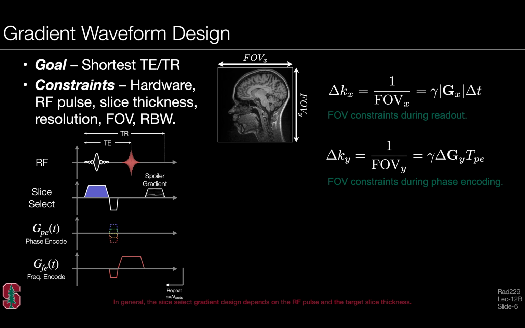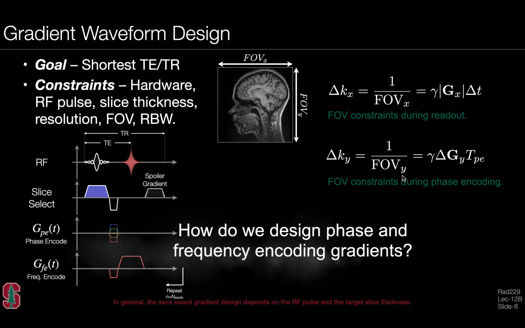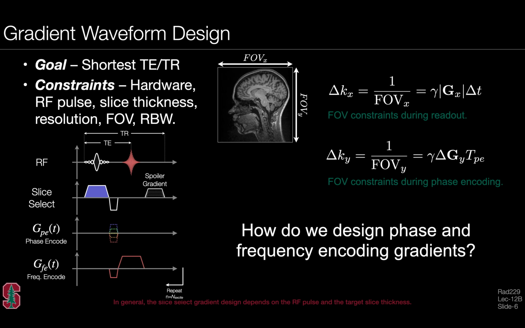In the KY direction, the delta KY step in this case is defined as 1 over field of view in the Y direction, and it has a similar relationship, but depends this time on the delta gradient step and the duration of the phase encode gradient. So very similar expressions, but they have different consequences when it comes to designing the gradient waveforms for this particular pulse sequence. So how do we design phase and frequency encoding gradients in particular? We'll walk through some steps required to do so.